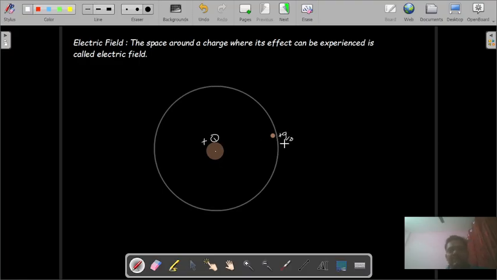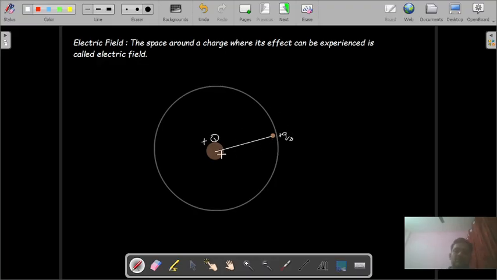So now this test charge q naught experiences a force due to this charge q, since there are electrostatic forces of attraction and repulsion between two charges. Since the two charges are placed some distance apart, they exert a force on each other. So this charge plus q exerts a force on this charge q naught. Now to understand how one charge is able to apply a force on the other, as we can see that there is no contact between them.